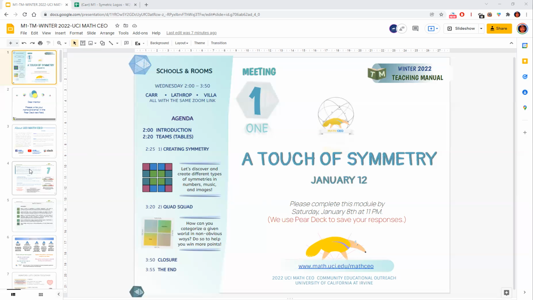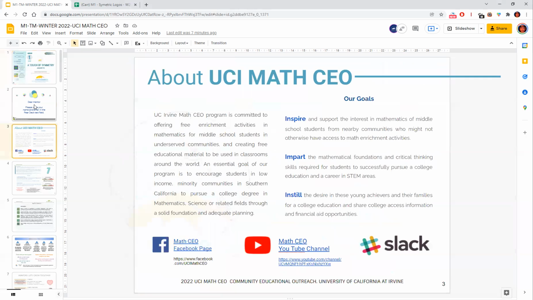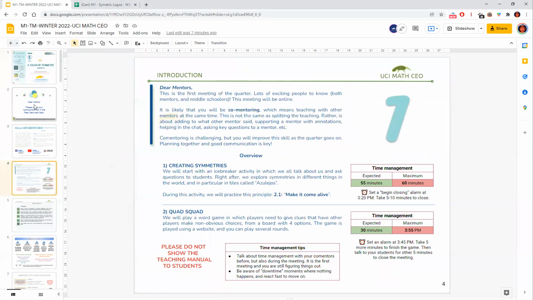Let's quickly take a look at more details. So this is all in the teaching manual, of course, and you can read it in more detail here. So the first part, you have 55 minutes or so. Remember, you start at 2:20, 2:25. So you should expect to finish by 3:25, 3:20. So it's really important to set a beginning closing alarm here so that you know that the game is coming and you start closing the symmetries part.